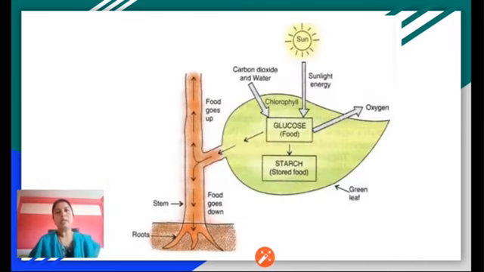Let's see in detail what are the processes or activities which occur in autotrophic nutrition. Now when we come to green plants, it is largely their green component, which are the leaves, which have a green pigment called chlorophyll.